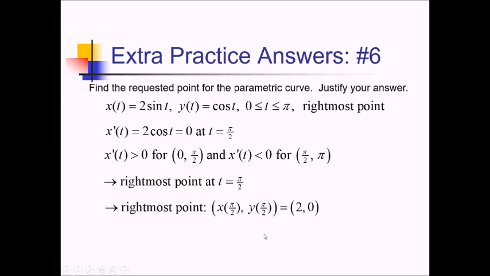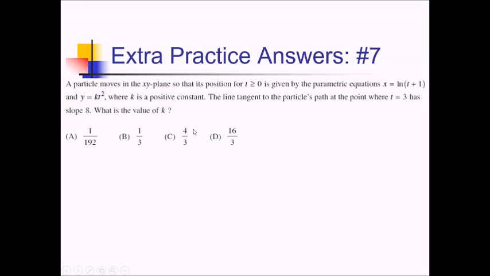So there we go. For this problem, we have a particle moving in the xy plane with a position given by these parametric equations here. And you'll notice the y has this weird k constant that we don't know yet. Now, we're told that the line tangent to the particle's path at time 3 has a slope of 8. Based off this, we want to know the value of k. So what I'm basically going to do is set up an expression for dy over dx in terms of t, and then set it equal to this slope of 8 when t equals 3.